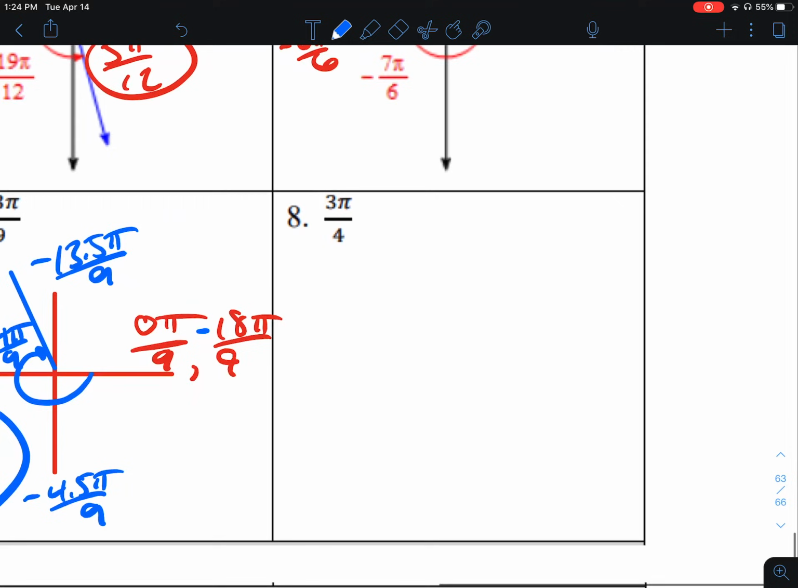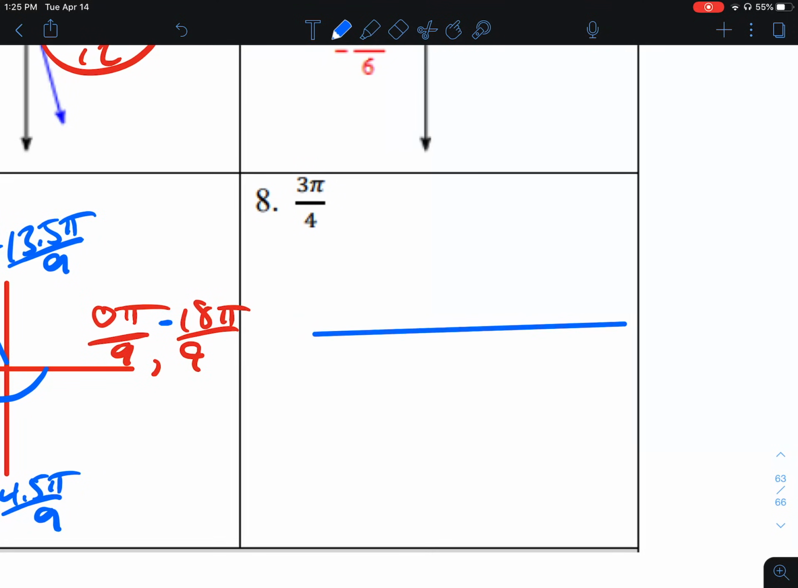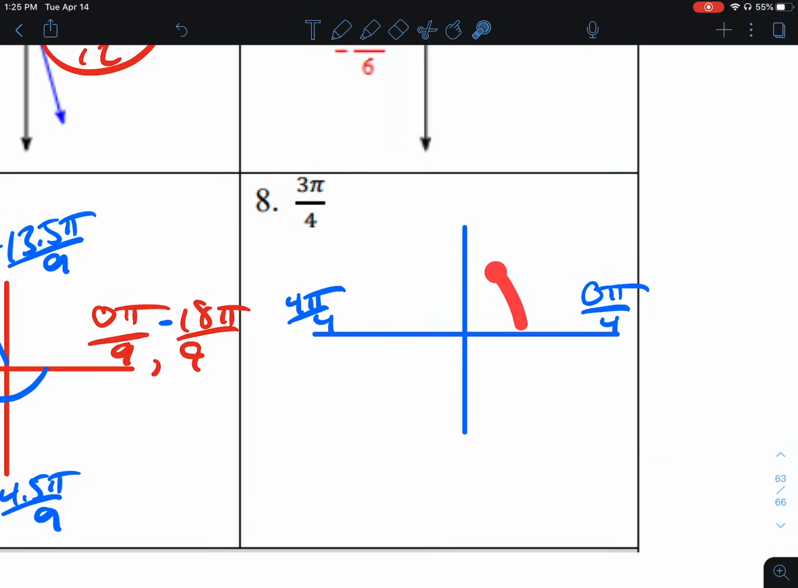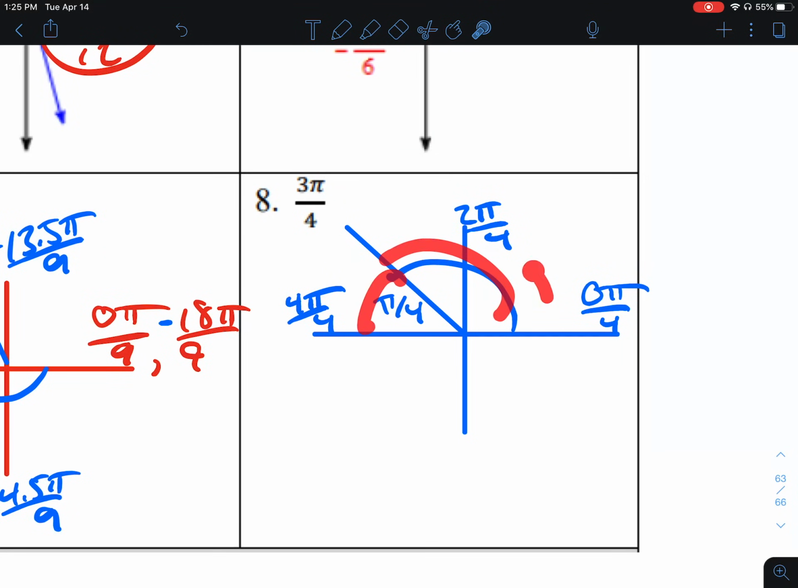Number eight, 3 pi over 4. If we count by pi over 4s, the negative x-axis is 4 pi over 4 going in the positive direction. 3 pi over 4 is going to fall in quadrant 4 because the positive y-axis is 2 pi over 4. That leaves this reference angle right here as pi over 4. 3 pi over 4 plus 1 pi over 4 is 4 pi over 4.